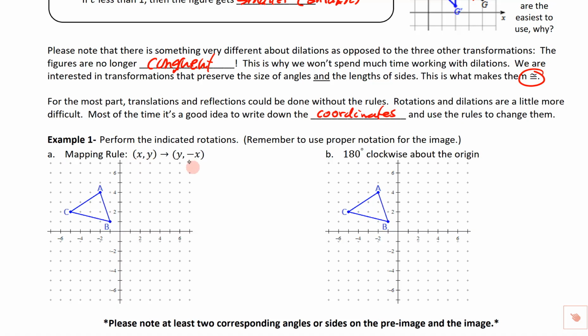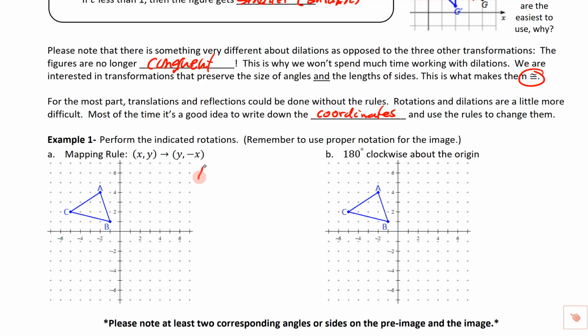Because on this mapping one, it says go ahead and perform the indicated rotation, and use proper notation. So if you can just go through and say, oh gosh, all I need to do is switch the x and the y, and I need to make the x the opposite of what it used to be, that's totally okay. But generally, a lot of people have a hard time doing that.